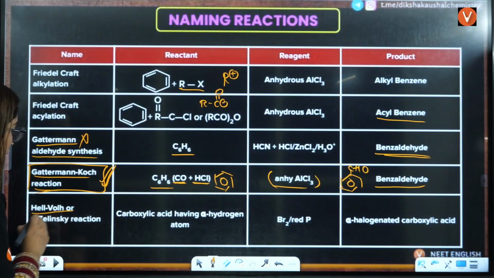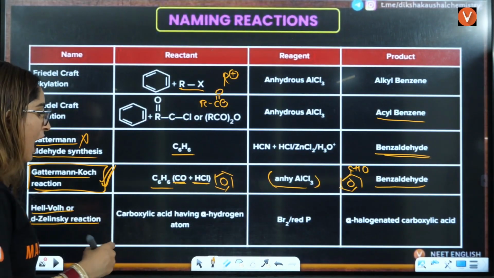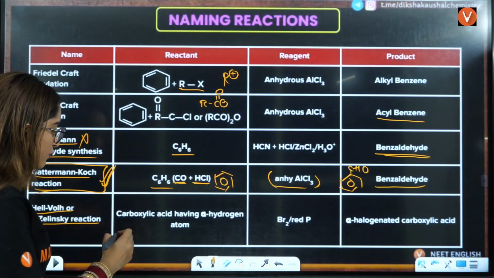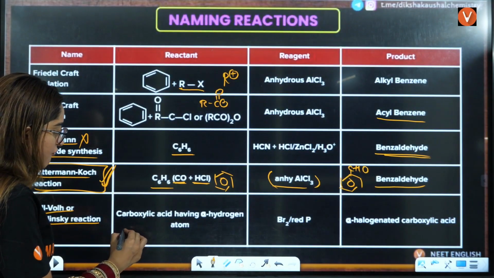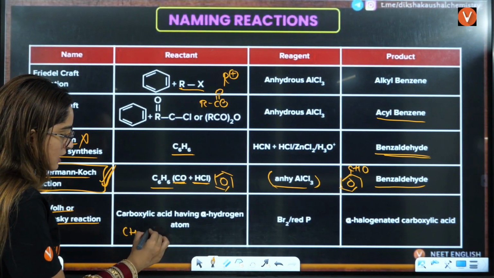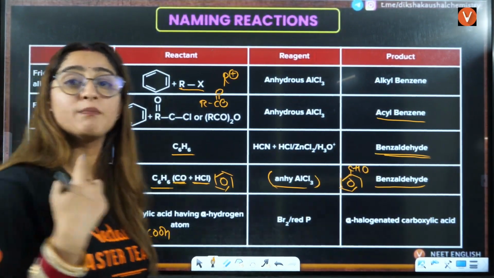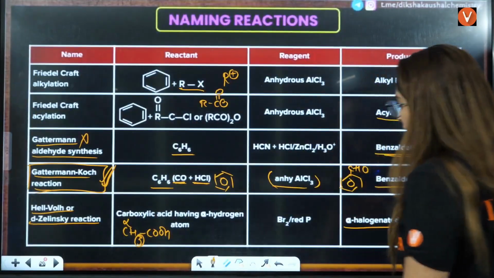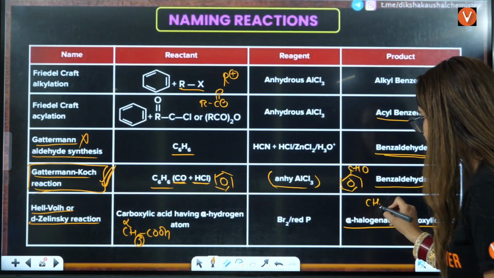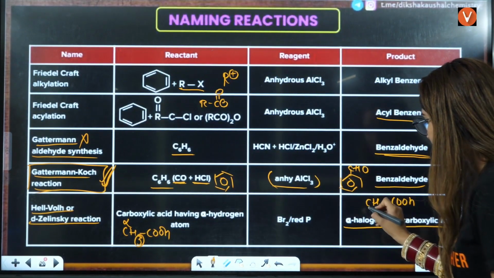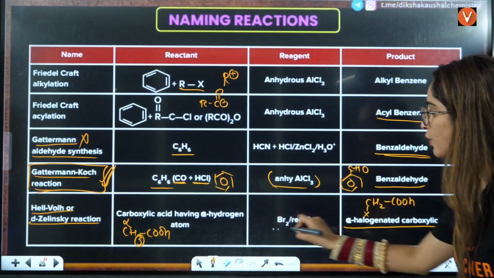So next is the Hell-Volhard-Zelinsky reaction where, basically, let's say you have CH3COOH. Here the alpha hydrogen will be replaced by the halogen. That means you will have the formation of CH2COOH, and this position will be replaced by the halogen that you are adding here.